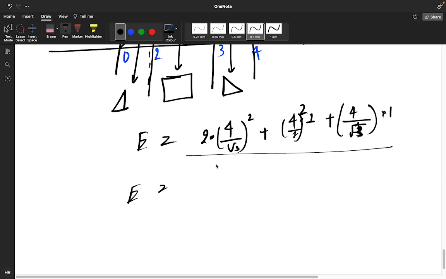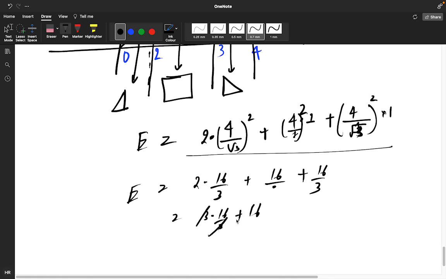So how much energy are you getting? 2 into 16 divided by 3, plus 16 divided by 3, plus this square, 16 divided by 3. So how much will you get? 2 into 16, so it will be 3 into 16 divided by 3 plus 16. So this will get cancelled out. You will get 32.